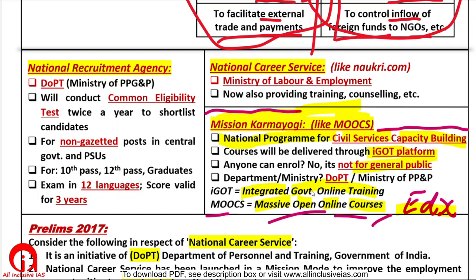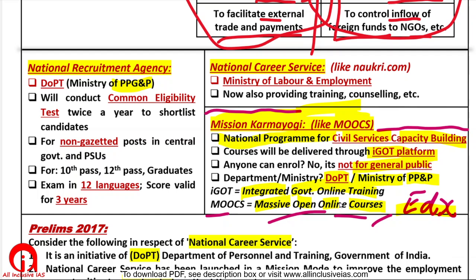Okay, which is the concerned department or ministry? It is the DOPT, Department of Personnel and Training, under the Ministry of Personnel, Pensions and Public Grievances. I don't remember the full name, but PP and PG is the correct name: Personnel, Public Grievances and Pensions. Something like that.